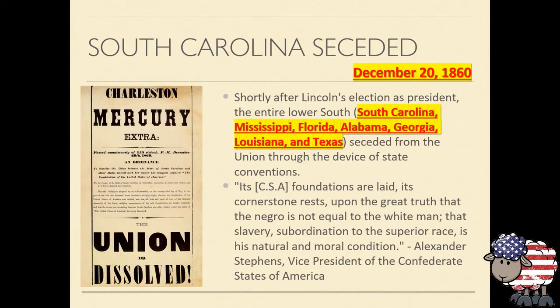And Alexander Stephens, the Vice President of the Confederate States of America, said, "The CSA's foundations are laid, its cornerstone rests upon the great truth that the Negro is not equal to the white man, that slavery, subordination to the superior race, is his natural and moral condition." So you can see a primary source reference for why the South felt they needed to secede to protect their institution of slavery.